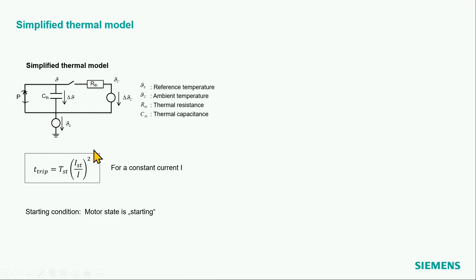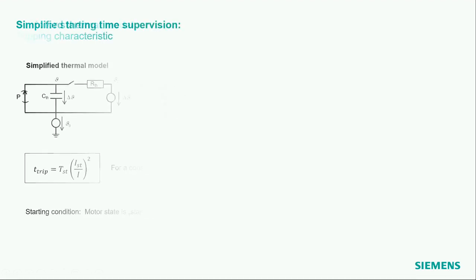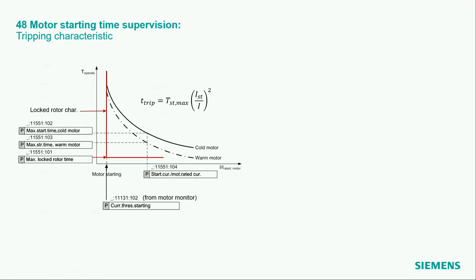We always say we start from zero with this temperature, and only if a certain trigger is there. The trigger is not written there. Motor state is starting, it's written, this is the starting condition. That means the current is over the threshold which we set to come from standstill to the starting state of the motor. Good. This is our curve, the tripping curve of this function.